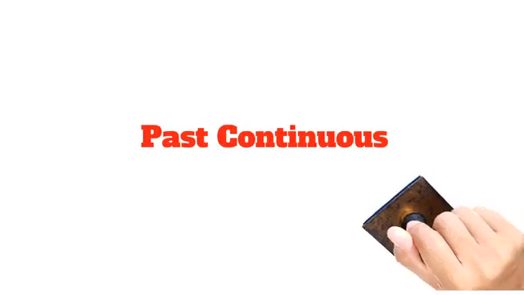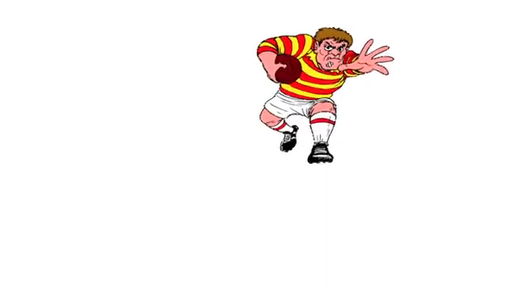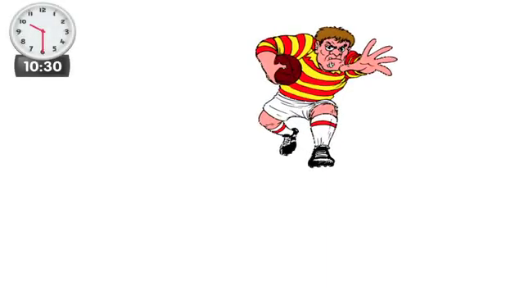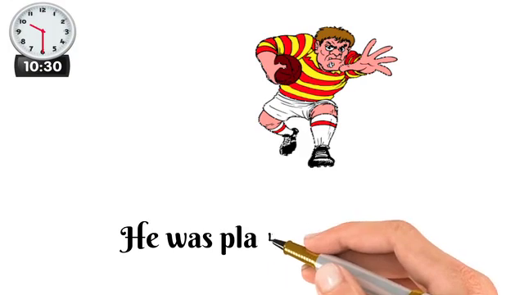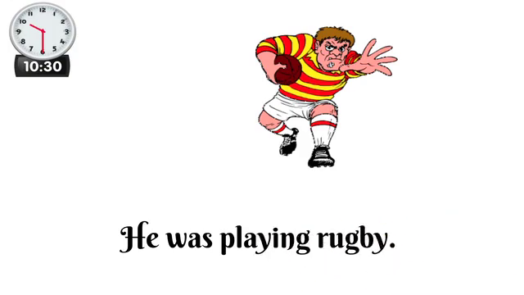Hi everyone, today we are going to see past continuous. In this first example, what was the man doing yesterday at 10:30? He was playing rugby. So, where is the past continuous in this sentence? Was playing.